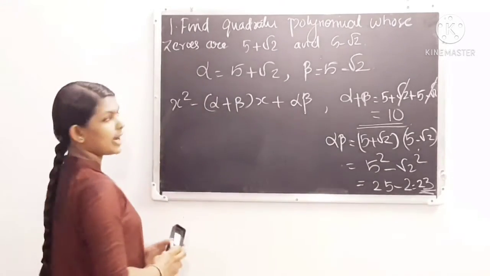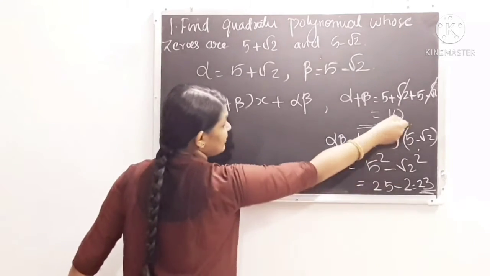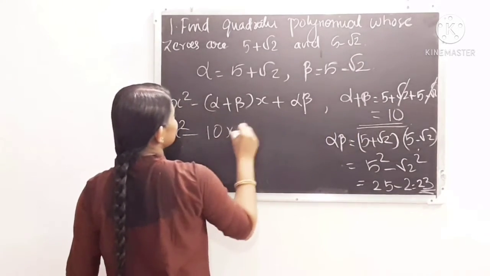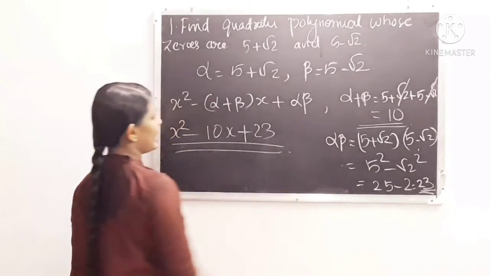Now we can write the quadratic polynomial as x square minus, what is the sum of the roots? We obtained it as 10. So x square minus 10x plus the product of the roots, which is equal to 23. So this is our required quadratic polynomial.